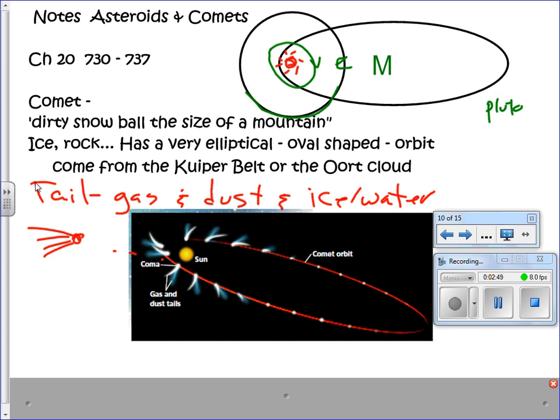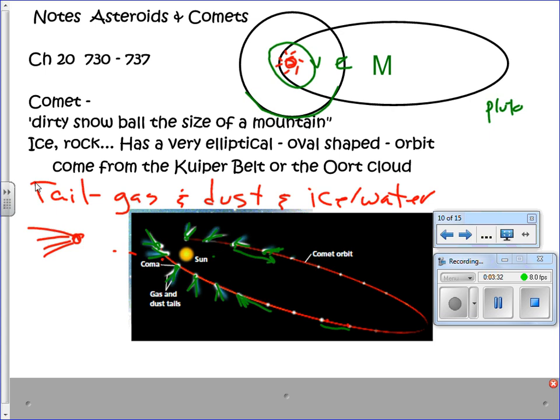So when the comet's way out here, let's use a different color. When the comet's way out here, it's not melting very much and it doesn't really have much of a tail. And then as it gets closer to the sun, stuff melts and the tail always points away from the sun because the solar wind and the radiation are pushing it away. You actually see two tails. One tail is mostly gases and the other one's the dust and ice. Visibly, you usually can just see one. And so then it's kind of weird because here, the comet is actually traveling this way, although it's pointing this way. And so it would be visible, say Earth is here, it would be visible on both sides of the sun.